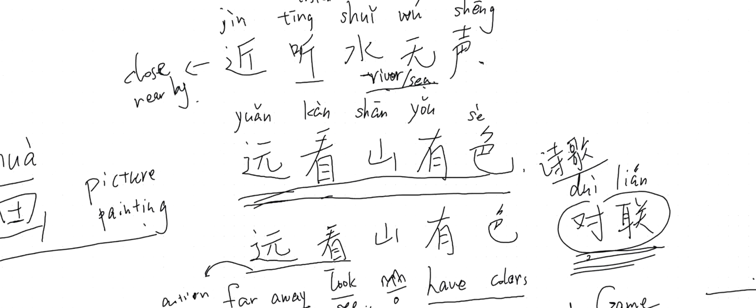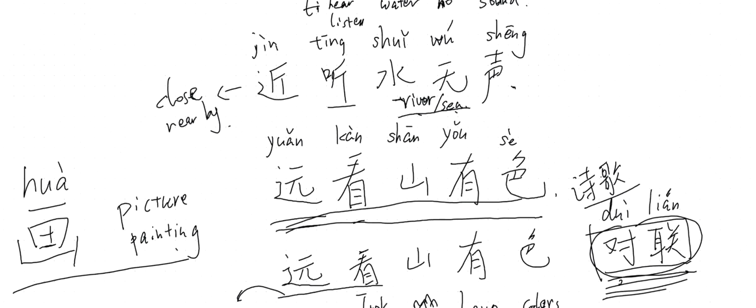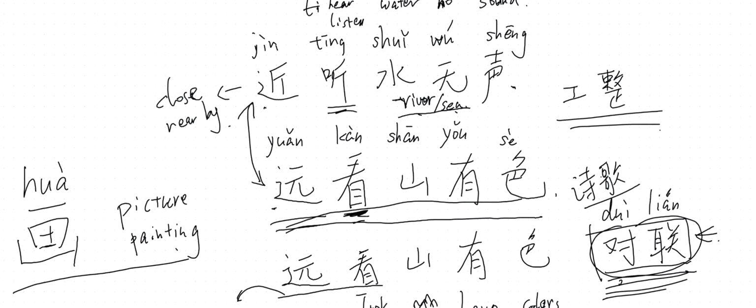So, back to what I just said about 对联. You can say these two sentences are exact like this. Or we say 工整. It means they match perfectly. You see, far away to close, both adjectives. See and hear, both actions. Mountain, water. Water, river, and mountain is water and earth, right? They are opposite. One can run through, one would stay still.